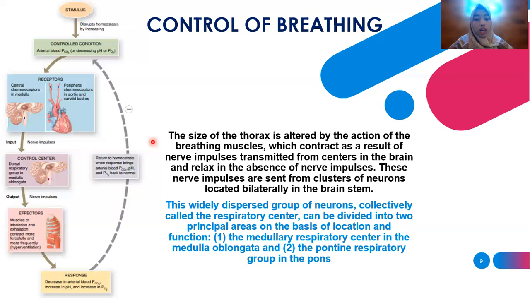The medullary respiratory center in the medulla is made up of a dorsal respiratory group, or DRG, which controls normal quick breathing, and a ventral respiratory group, or VRG, which is used during forceful breathing and controls the rhythm of breathing. And the pontine respiratory group in the pons may modify the rhythm of breathing during exercise, speaking, and sleep.